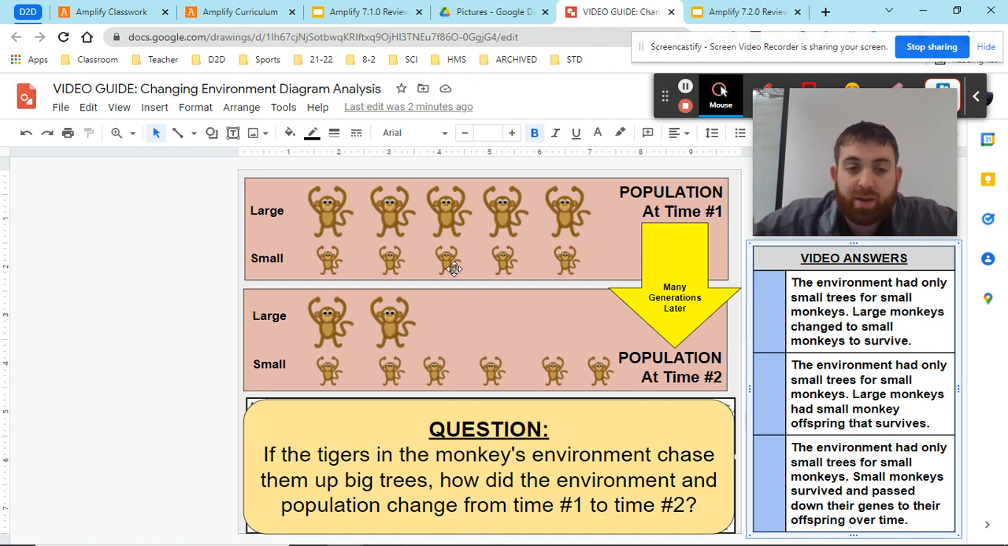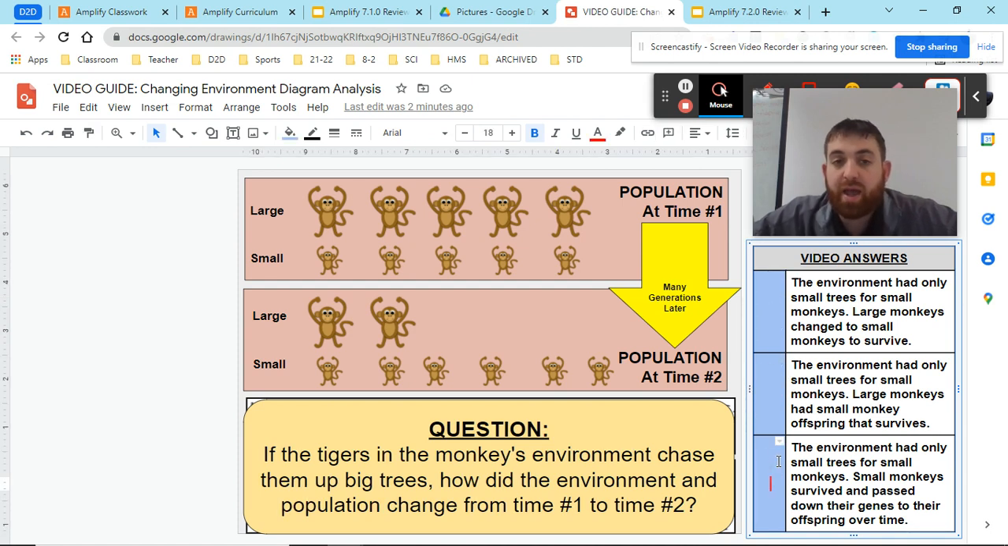So, thinking about their environment, taking a look at what happens in the population at time one compared to the diagram for the population at time two, make your selection as to which answer you think is best and pause the video. Unpause the video when you're ready to go over the answer. All right, do you think you got the right answer? Let's go ahead and take a look.